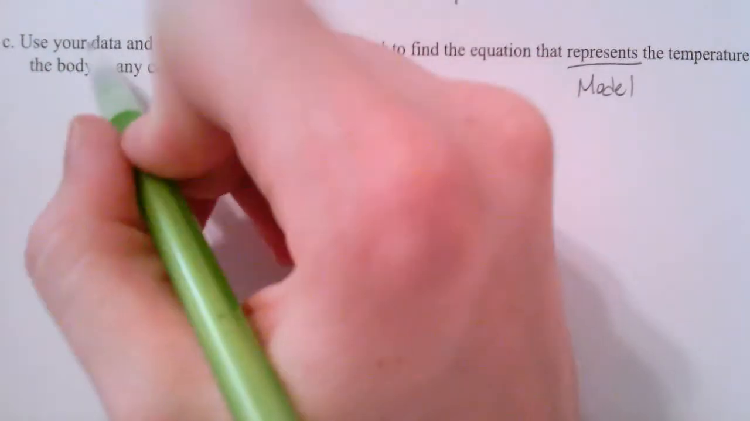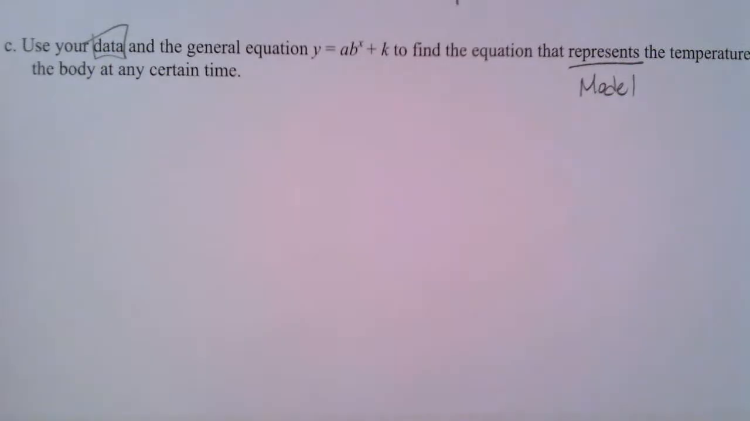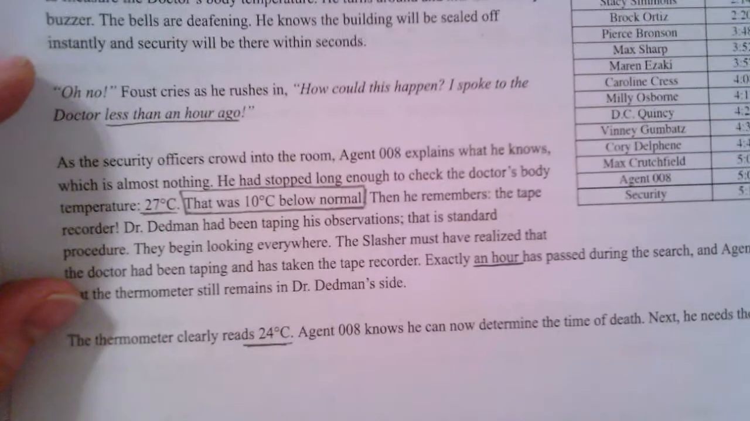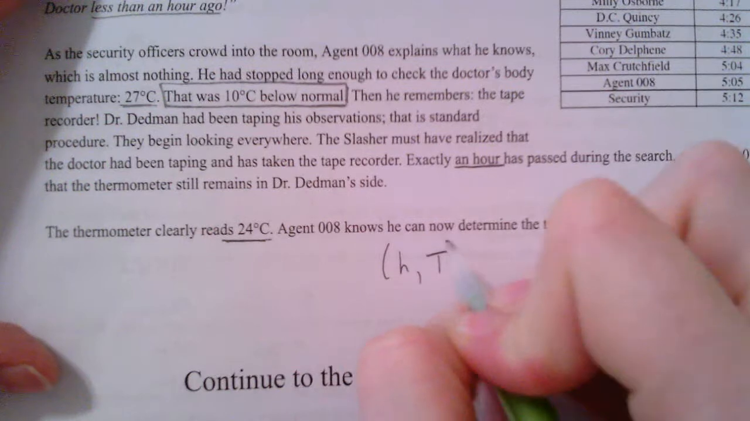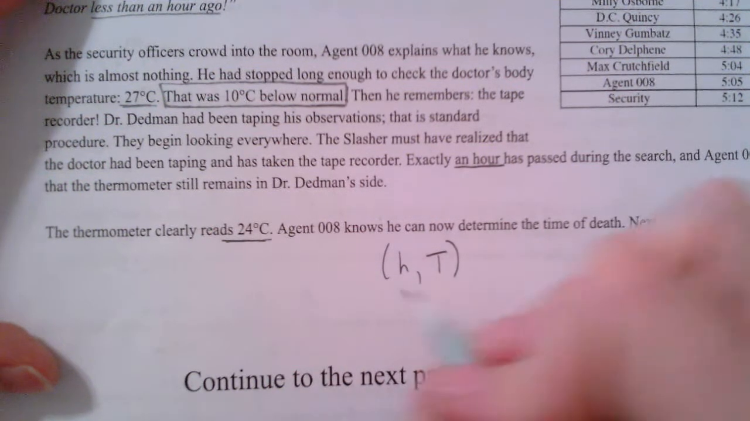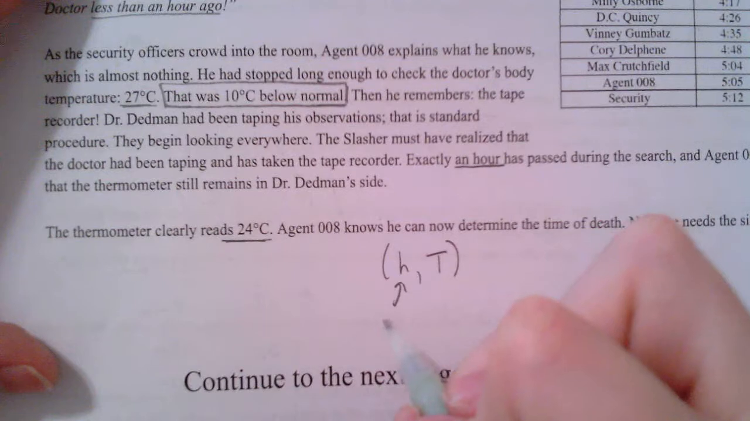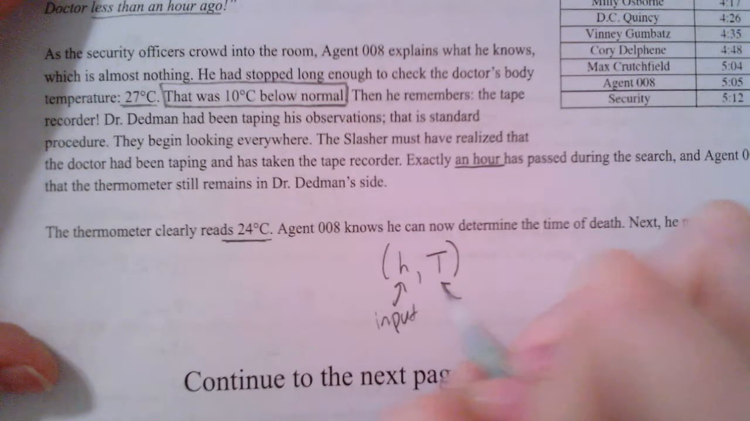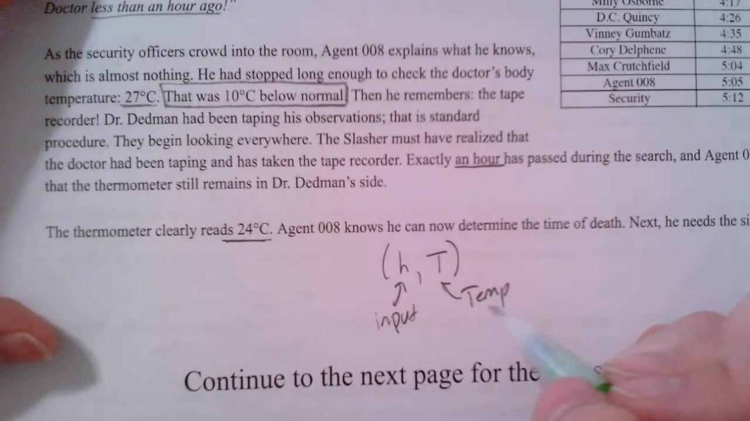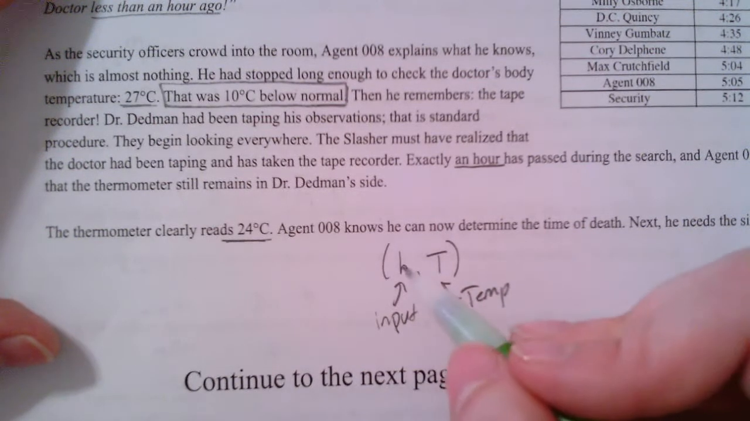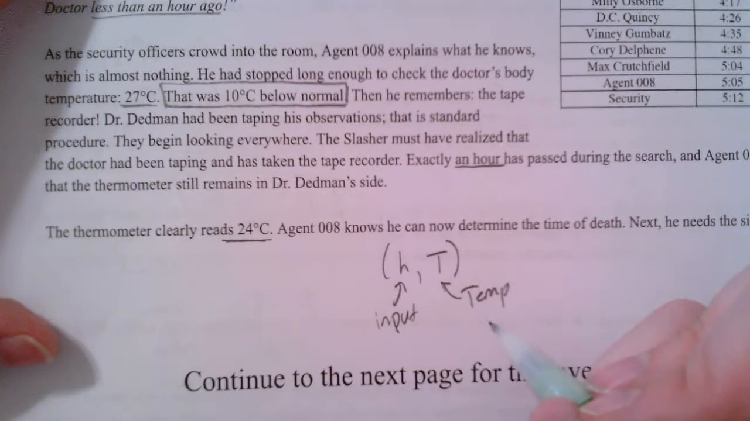Okay, so they're saying to use data. Well, what data were we given in the story? So I'm going to go back here and take a look at some of the data points that were given to us. First, we want to look at a point like hours, comma, temperature. Remember that hours is the independent variable, our input, and the temperature of the body is what follows. That's the output, the dependent variable. If I said, what temperature is the body? You'd say, well, it depends on the time. What time were you looking for?